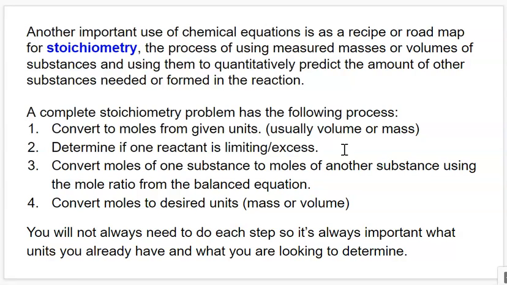Even if there's more of one of the reactants left, it's not going to get used if one of the other ones runs out. So once we know that, we can convert our moles of one substance to moles of another, usually using the limiting reactant and the mole ratio in the balanced chemical equation. And then finally, we're going to convert our moles to whatever desired unit that we want, either mass or volume, depending on what we're trying to find. And you're not always going to need to do every single step here. You need to be able to figure out where in the process you're starting from based off of the information given. But let's go over some examples.